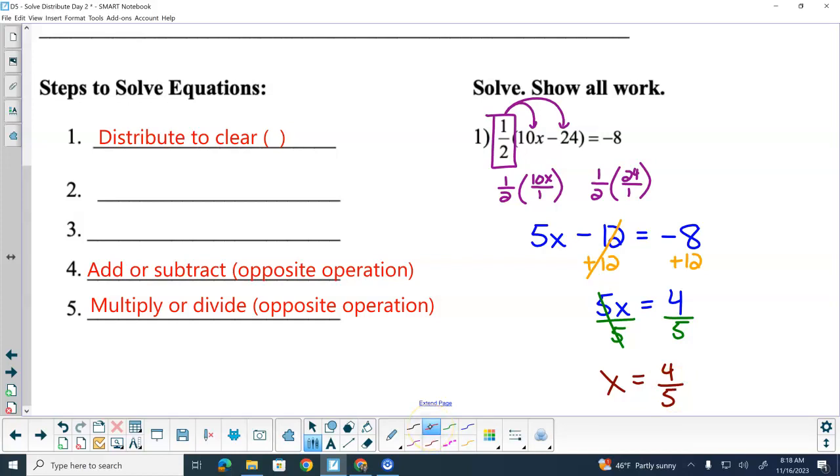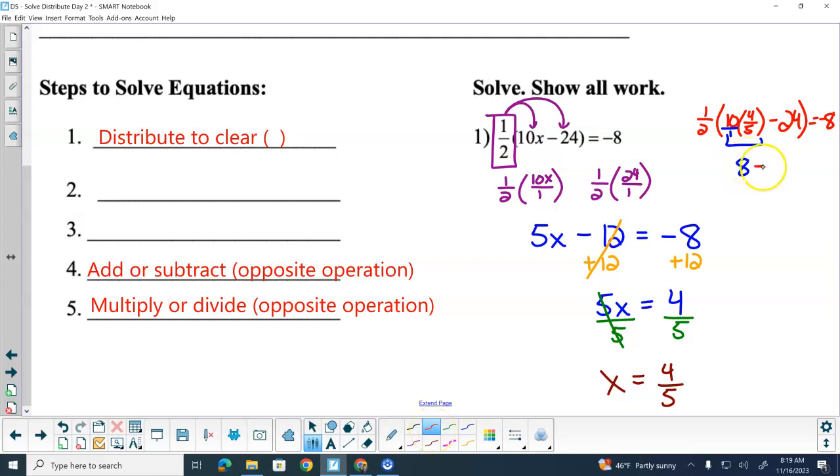Quick check. 1/2 times 10 times 4/5 minus 24 has to be negative 8. This one right in here. 10 over 1 times 4 over 5. 40 over 5, right? 40 divided by 5 is 8. Okay. So then that part is 8.